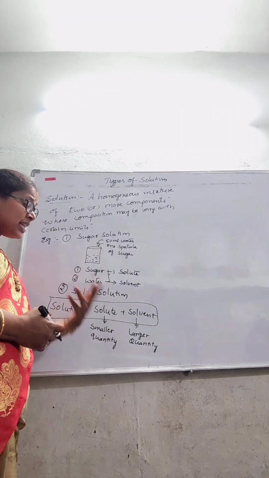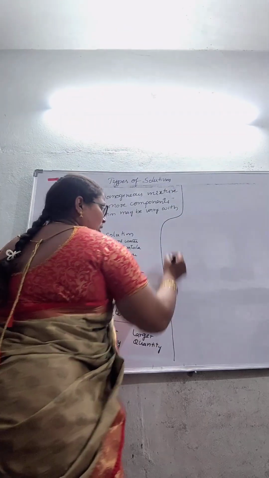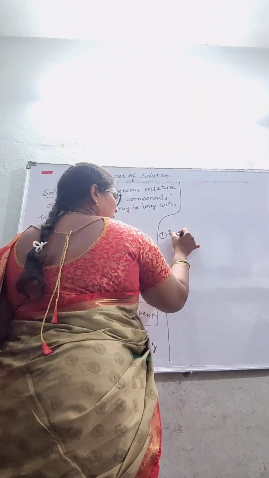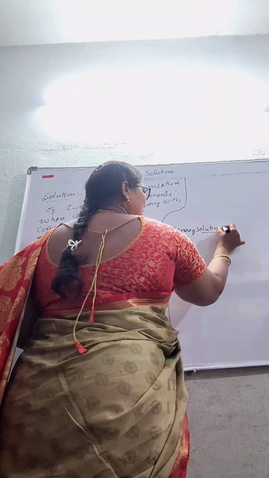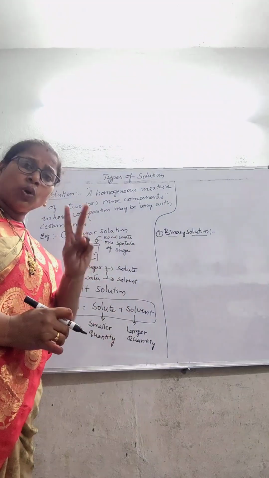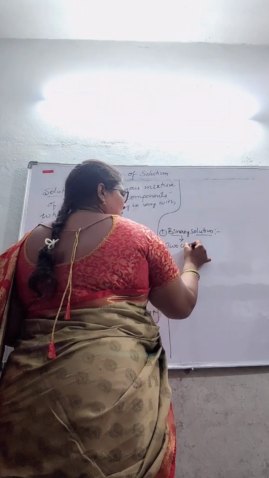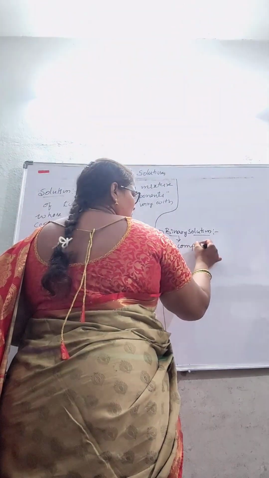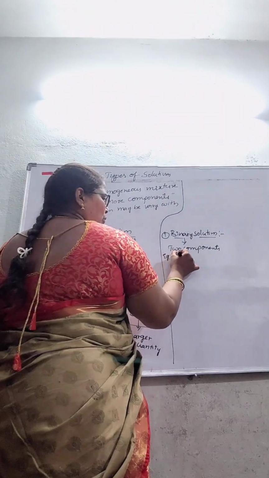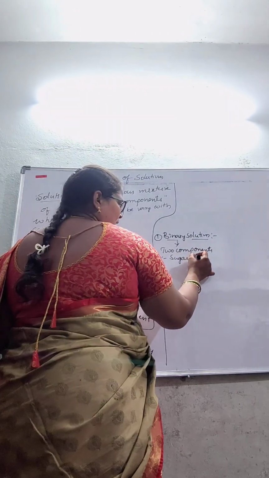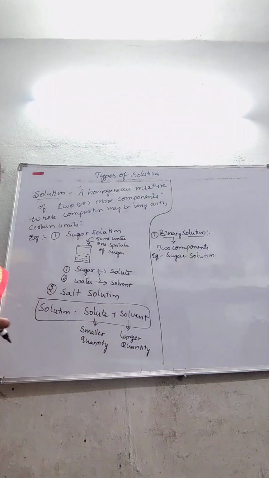Based on the number of components, the solutions are: one is binary solution. What is meant by binary solution, ma? Binary solution means the solution which contains only two components. How many components? Two components. That type of solution is called a binary solution. For example, just before, sugar solution with sugar and water as components. Sugar solution and salt solution are all examples of binary solution.